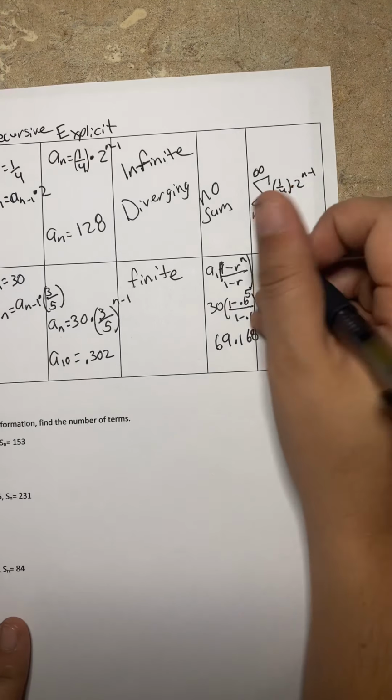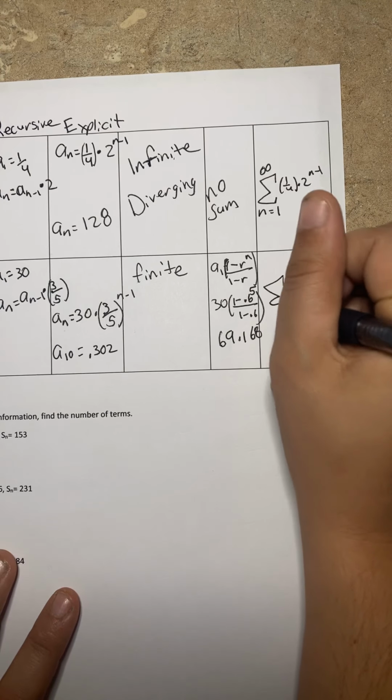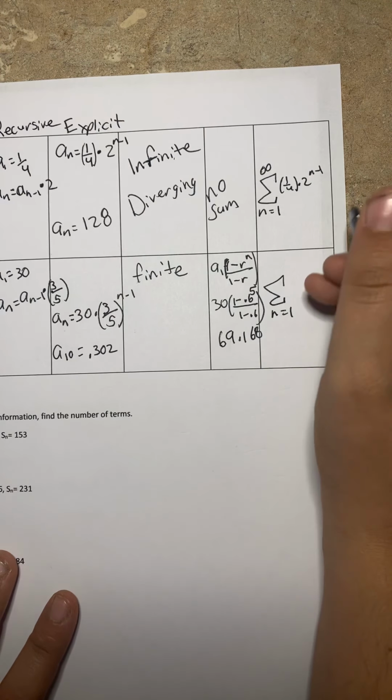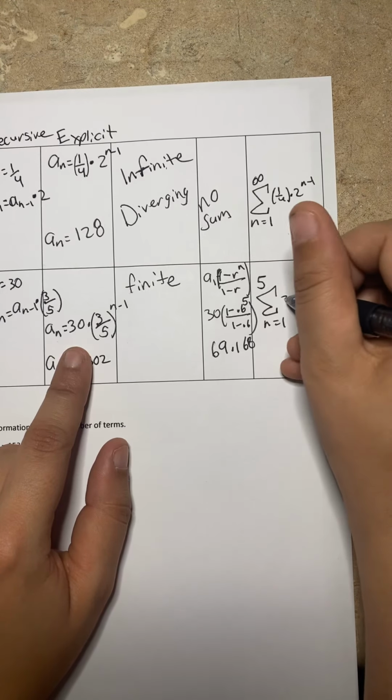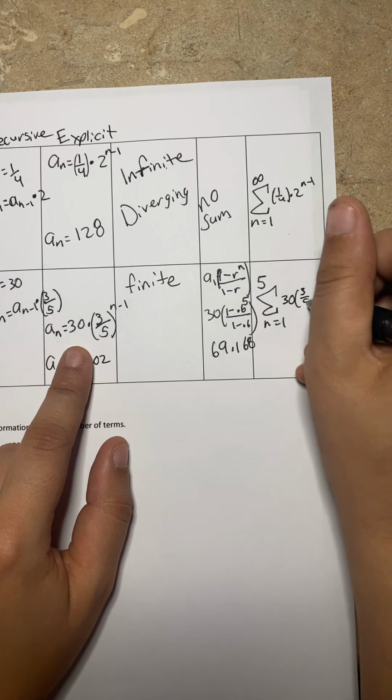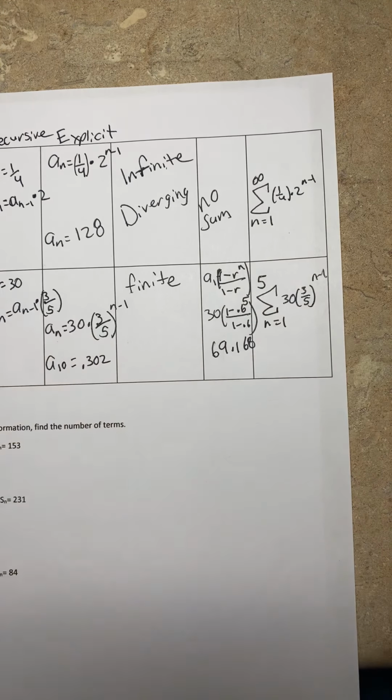And then the last column, we have our summation notation, which we start with n equals 1. And then we stop at 5 terms, so that means 5 goes on top. And then my explicit equation is 30 times 3/5 to the n minus 1. Okay? So that is the biggest part of finding out geometric, arithmetic, summation, and all of that good stuff. So we had a lot of equations that we had to memorize.